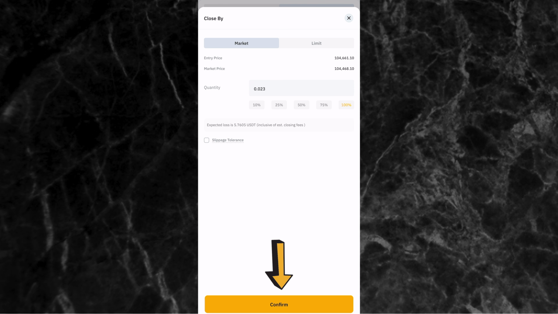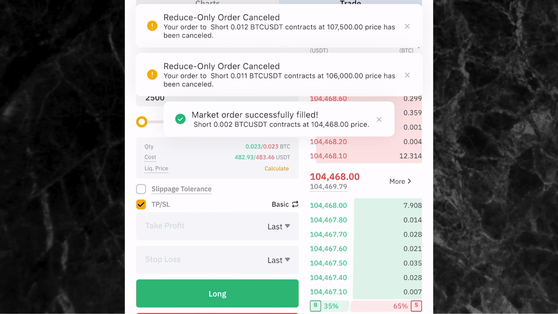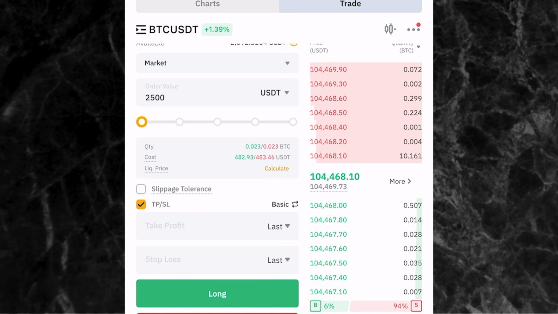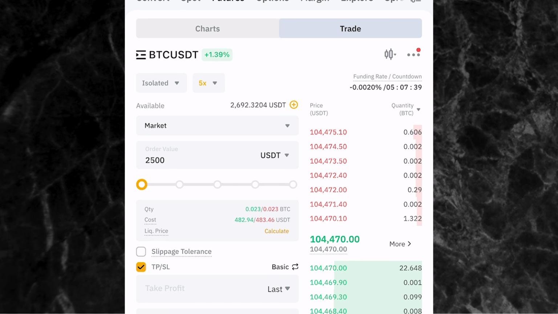So if I click on the confirm right there, I'm closing my trade immediately, and just like that, I've closed all my trades and all the take profit levels I set have been closed. So that's the simple way to enter a trade, set your take profit and stop loss, set your multiple take profit and close your trade on futures on Bybit.